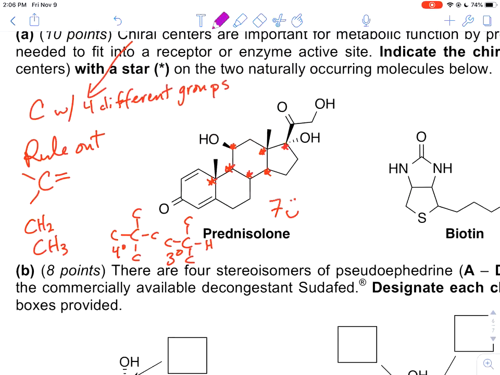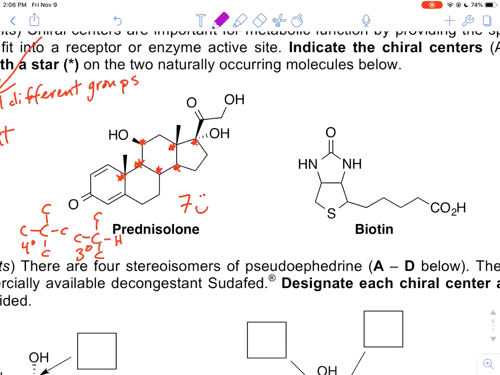On biotin, we have 3 chiral centers. This one here is connected to a hydrogen, a carbon, a nitrogen, and a different carbon. This one is connected to a nitrogen. This one's connected to a sulfur, so they're quite different. That is a chiral center. For pretty much the same reason, this one's a chiral center as well. It's connected to a nitrogen, a carbon, a hydrogen, and a different carbon.